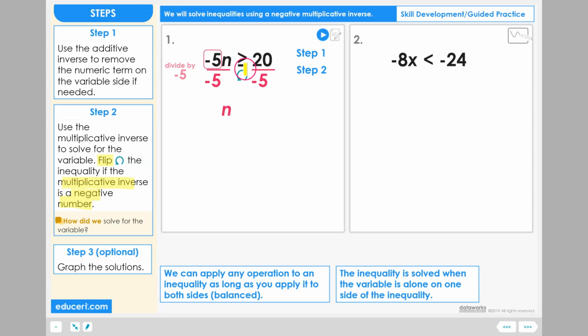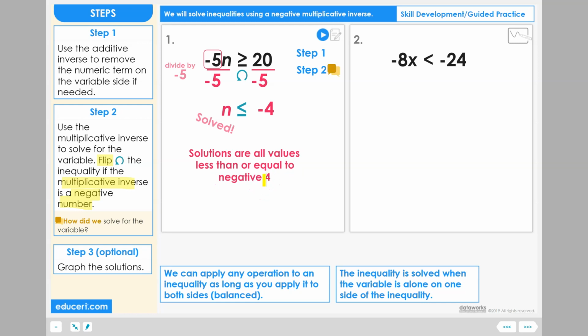We will now flip our inequality. Currently it says greater than or equal to, so we are going to write less than or equal to 20 divided by negative 5 is a negative 4. We have solved the inequality for the variable n. Solutions are all values less than or equal to negative 4.